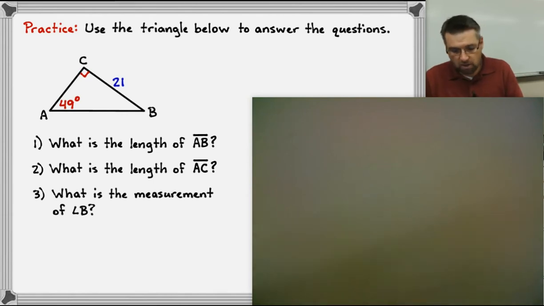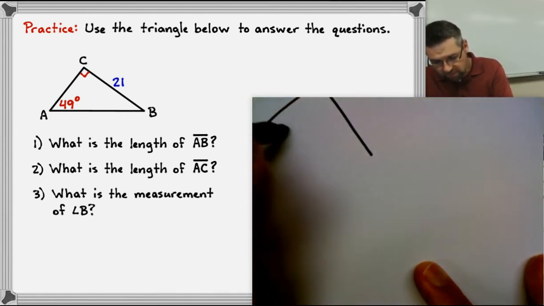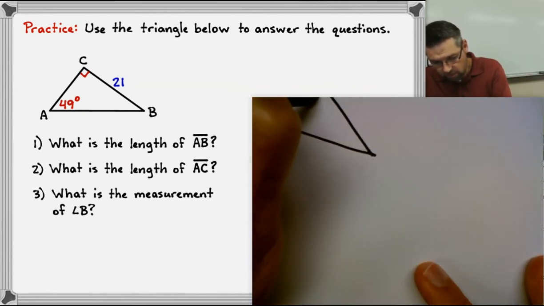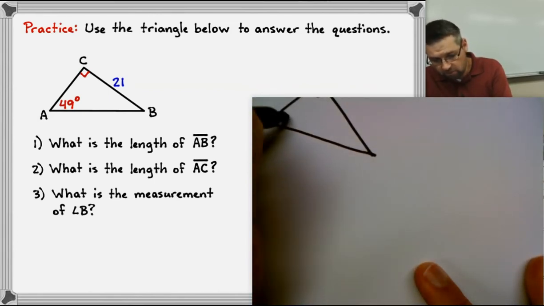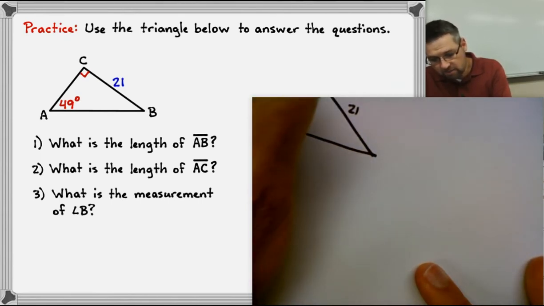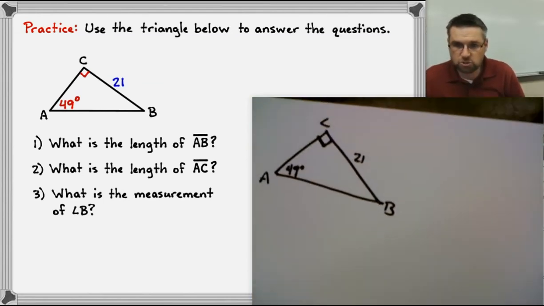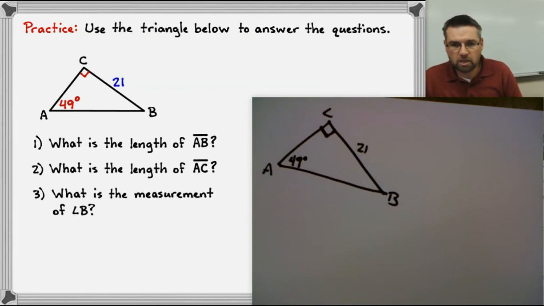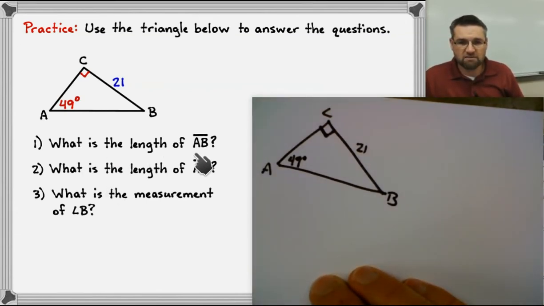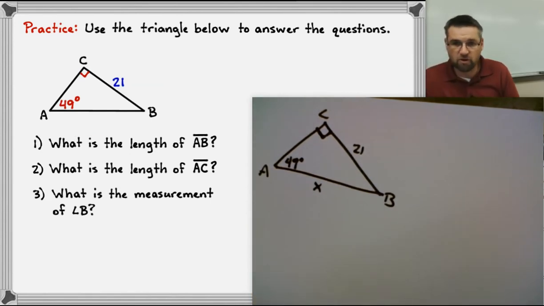All right, for this problem, we are finding all the missing pieces, okay? So we've got a right angle here. We've got 49 degrees. We've got 21, and then we've got A, C, and B. Don't let those capital letters frustrate you or confuse you. If you're looking at the question, the first question says, what is the length of AB? What is this length here? So what you could do to help out is just to put an X there. That's what we're looking for, AB.